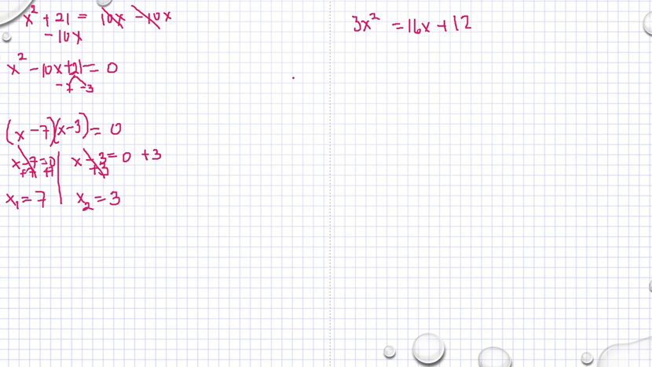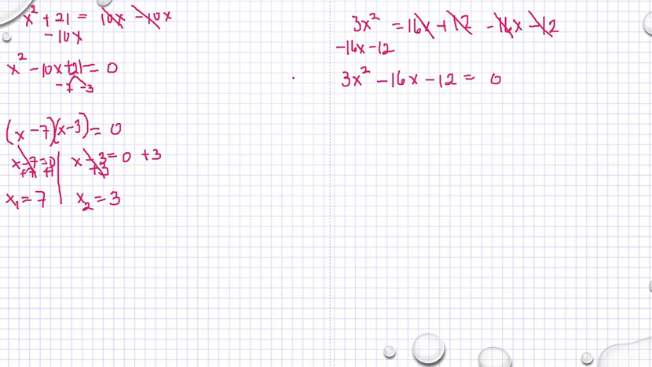Okay, another is 3x squared is equal to 16x minus 12. We need to make it 0, so we need to subtract 16x and subtract 12 from both sides of the equation. That's 0, that's 0. So we have 3x squared minus 16x minus 12 is equal to 0.